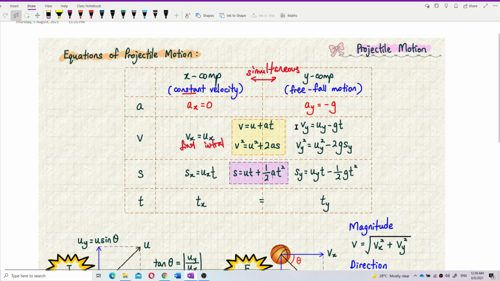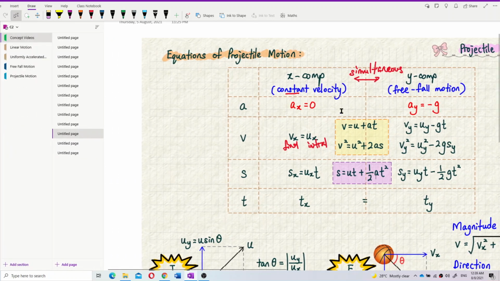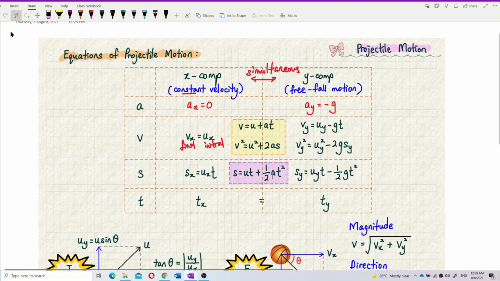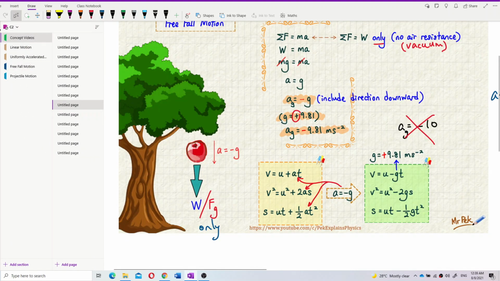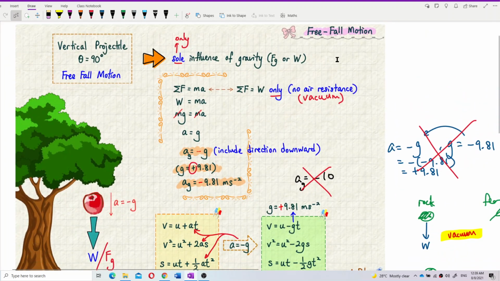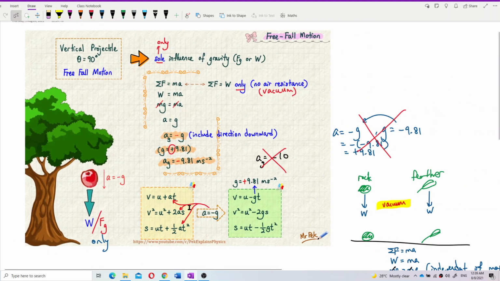So this v is the y component velocity. The final y component velocity equals the initial y component velocity minus gt, because the y component is like a free-fall motion. Do you see this formula is actually the same as the free-fall motion formula that we learned earlier? We also use the kinematic formula, substitute a equal to negative g, and we get v equal to u minus gt.